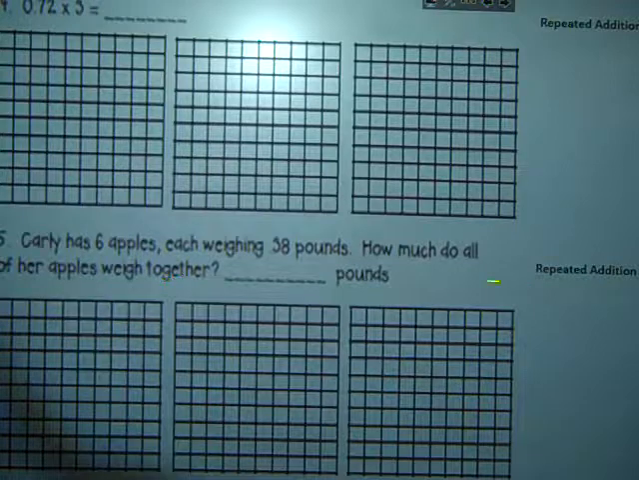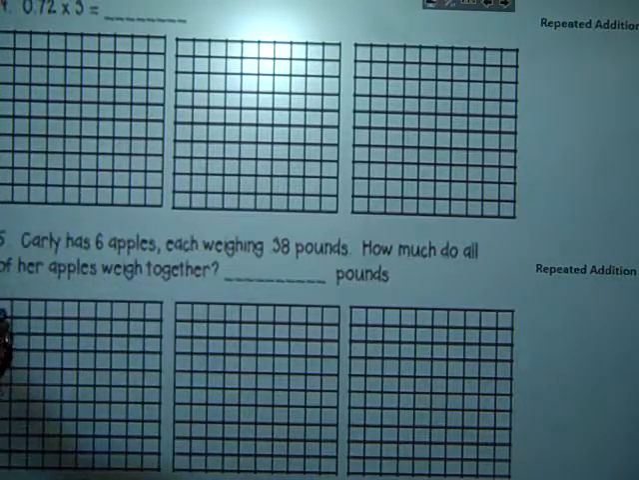The bottom of your paper, you have this problem. Carly has 6 apples, each weighing 38 hundredths pounds. How much do all of her apples weigh together? I'm looking for how many groups of what? 6 groups of 38 hundredths. So how many times do I have to shade in 38 hundredths? 6. That's a lot. Okay, so watch what happens when I do that.